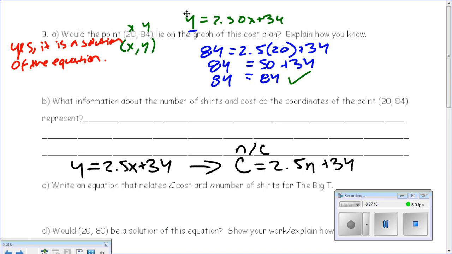So $2.50 is the price per shirt. Per shirt. That's why it's connected to my X. So instead of X, if I were to write N for number of shirts, if I say 2 shirts, I can plug that in for N and calculate what the total cost of the 2 shirts would be. Can't I? Does everyone see how you can calculate that total cost?